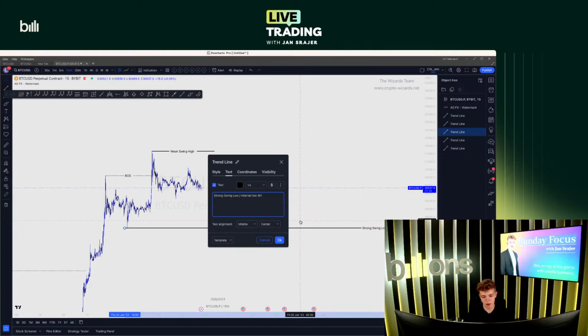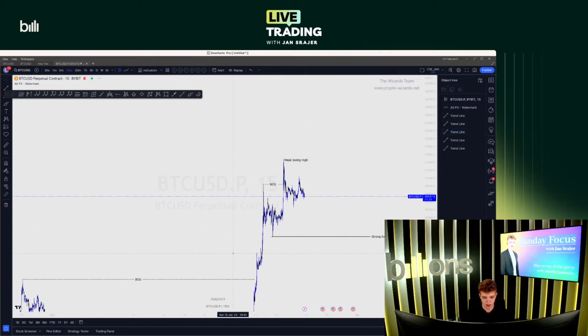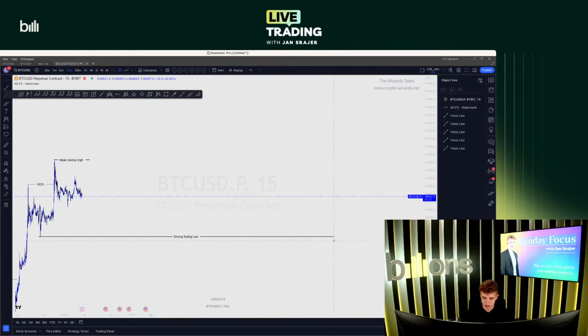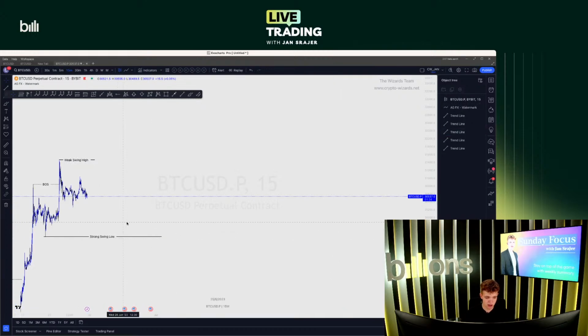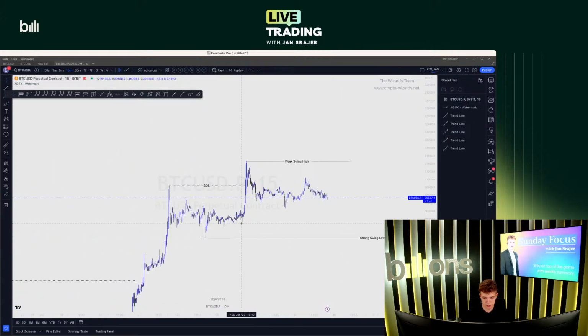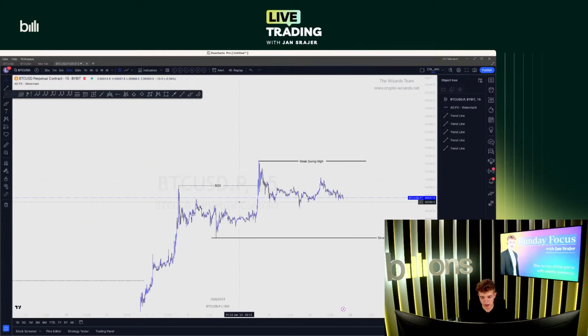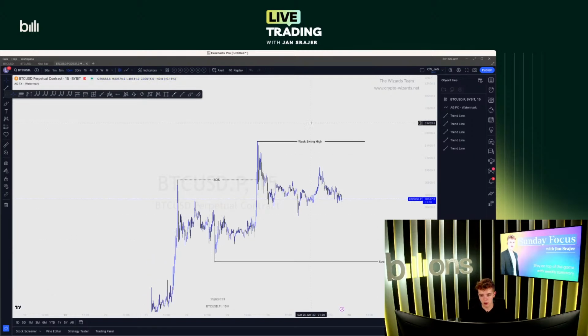If you are starting out, maybe you can just write it down. For me, it's not really needed since I remember it and I kind of see the overall market structure just by looking at the chart. But we can keep it here, like I said, once again, trying to keep it as clear as possible. So we have the break of a structure, we have the strong swing low on a 15-minute time frame, we also have the swing high.